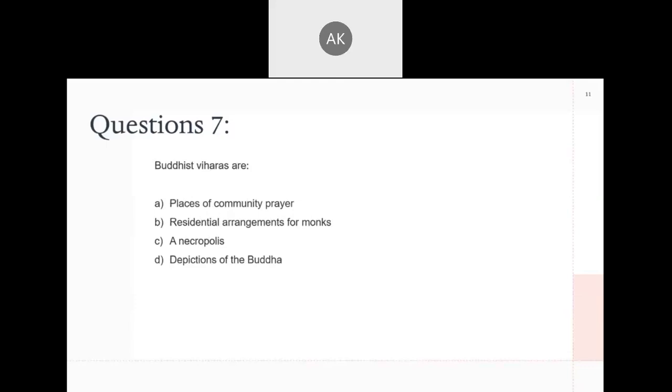The Buddhist viharas are meant for what? Are they places of community prayer, or the residential arrangements for monks, or a necropolis, or the depiction of Buddha? What is it? So actually the Buddhist viharas are the residential arrangements for the monks.